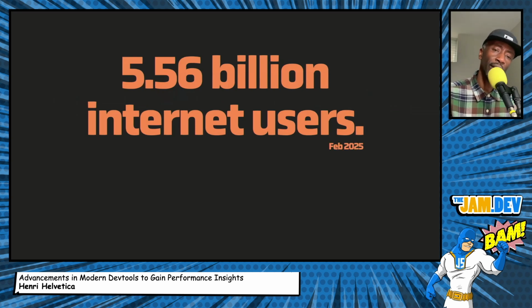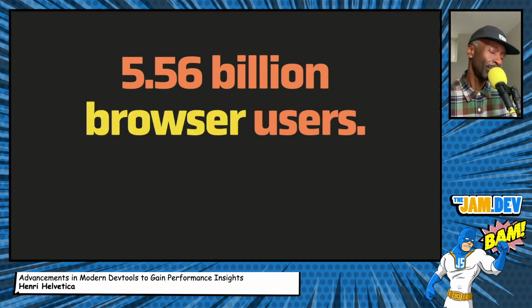There are 5.5 billion internet users. That's kind of a lot, considering we're somewhere around 7 to 8 billion people on the planet. It's a good percentage. But you know what that means? It also means that there are 5.5 billion browser users on the planet.